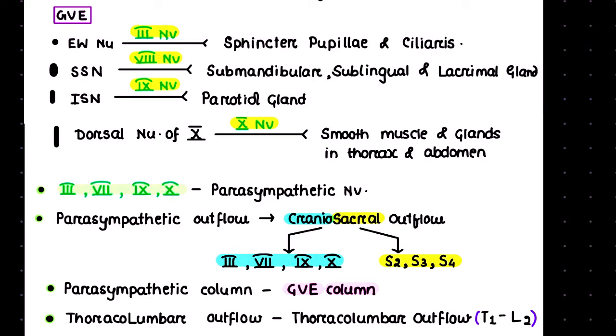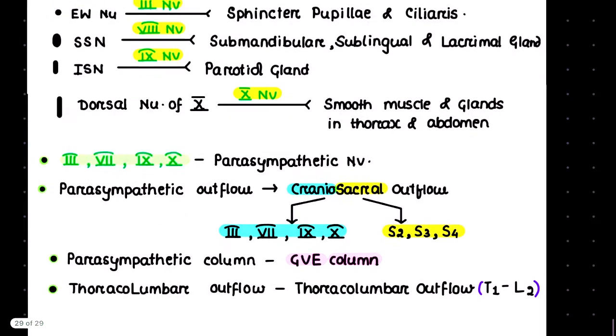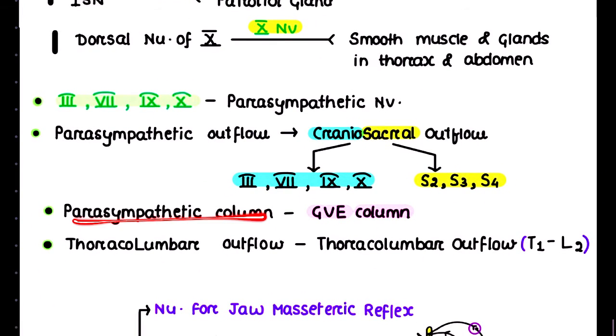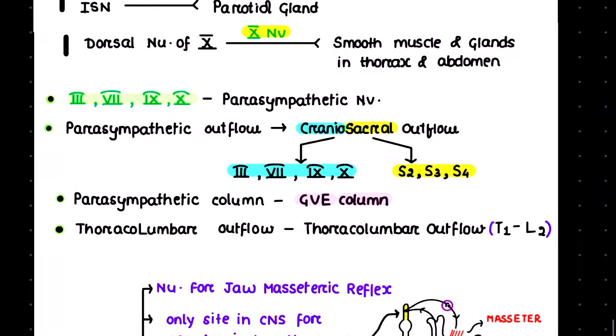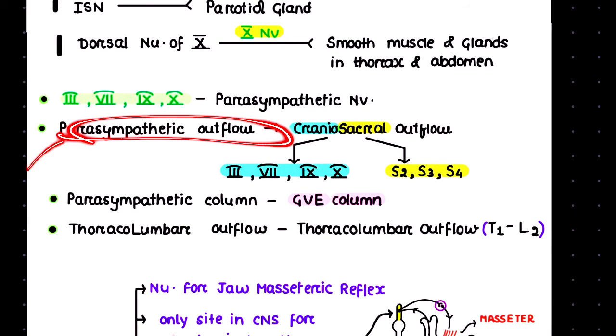Now sometimes there may be questions such as which column is called the parasympathetic column. At that time we will say obviously the GVE, general visceral efferent column. As we are talking about parasympathetic outflow, let's also talk about the thoracolumbar outflow, that is the sympathetic outflow, T1 to L2.